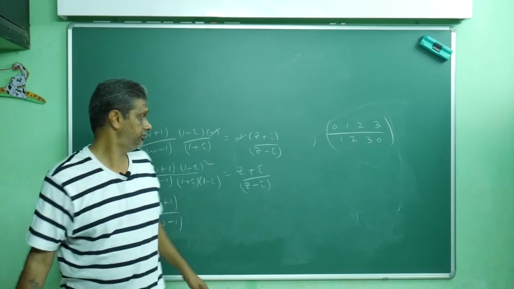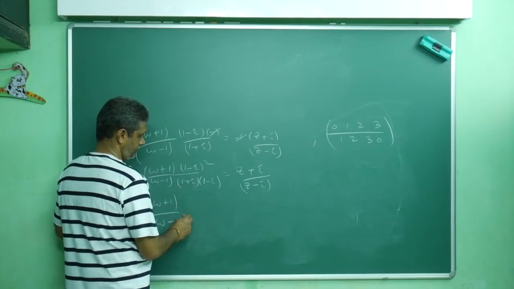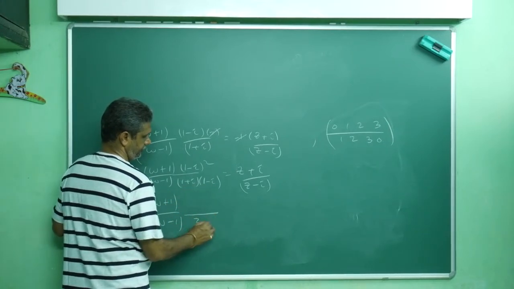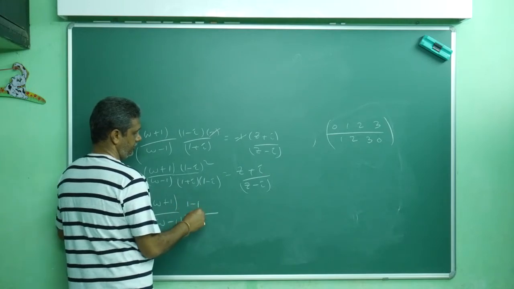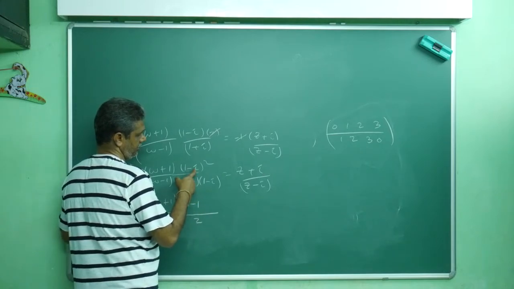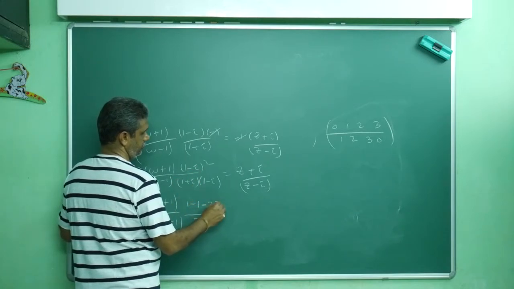W plus 1, W minus 1. Then if you want, you will get A plus B into A minus B, A square plus B square, 2. This is what you will get. A square plus B square, B square is what? I square. I square is minus 1. Then minus 2AB.